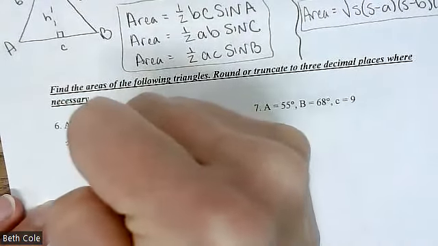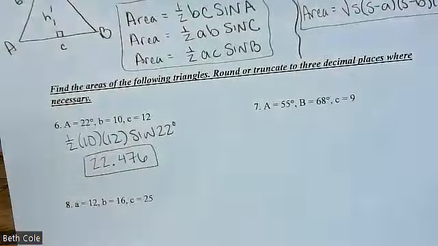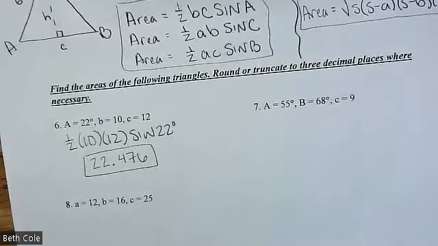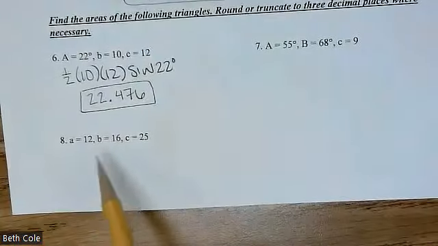Now, I don't do units with these, but just for the sake of the conversation, say the sides of the triangle were in feet. Your area would be feet squared. Say it was meters, your area would be meters squared because it's two-dimensional. All right, look at number 8.